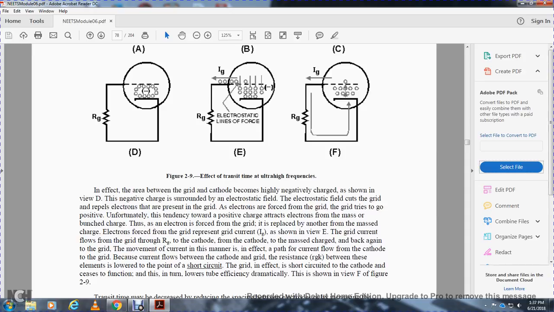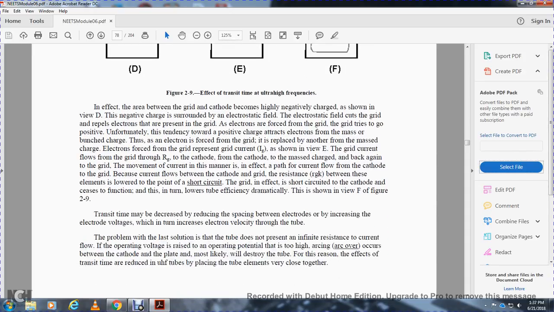In this manner, the effect of the plate with the current flow from the cathode to the grid, because of the current flow for the cathode and the grid with the resistance of the grid resistor, is the short circuit of the grid. In effect, the short circuit of the cathode lowers the tube's function inefficiently but dramatically. This is shown in view F of figure 2.9.